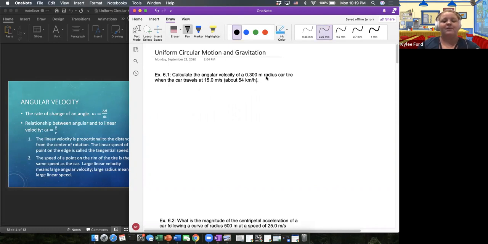So what we're going to do is again, calculate the angular velocity. First things first, my radius is 0.3 meters. And I have some kind of regular velocity. I'm saying that the car travels, right? And when I'm saying regular velocity, I really shouldn't say that. My tangential velocity or my linear velocity is 15 meters per second. So these are my knowns, and I'm trying to find out my angular velocity.